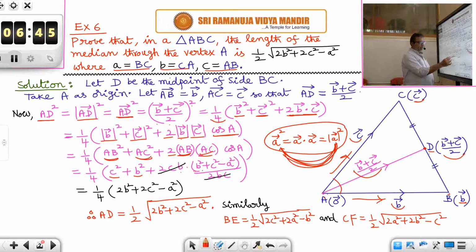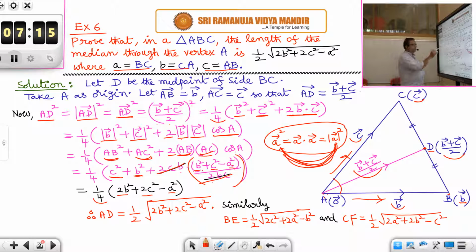b square plus c square minus a square by 2bc. So this formula is from yesterday's example number 5. Yesterday we have proved cos A is equal to b square plus c square minus a square by 2bc. This 2bc and this 2bc get cancelled out. So c square plus b square plus again b square plus c square minus a square. So you will get 2b square plus 2c square minus a square. Of course, 1 by 4 is there outside.